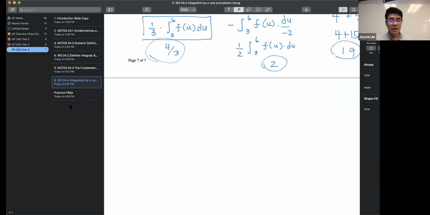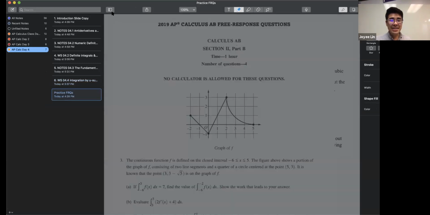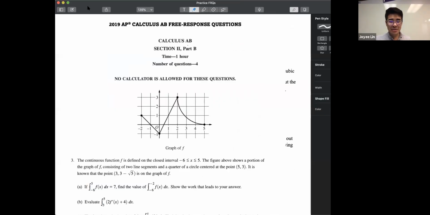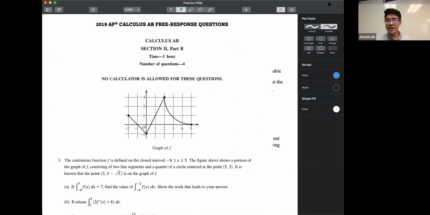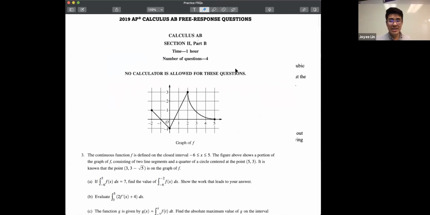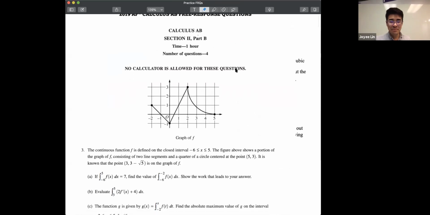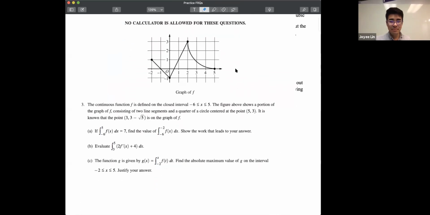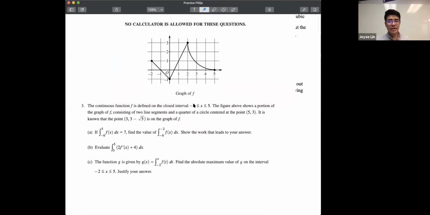All right, so then finally, we're going to take these and we're going to combine all these concepts into specific AP FRQs. All right, so this one was from the 2019 exam. So what do they give you here? They say this continuous function is defined along this closed interval -6 to 5. And the figure above shows a portion of the graph consisting of 2 line segments and a quarter circle centered around the point 5, -3.